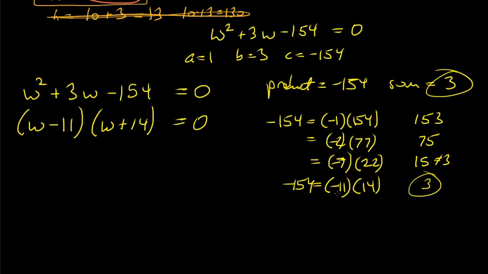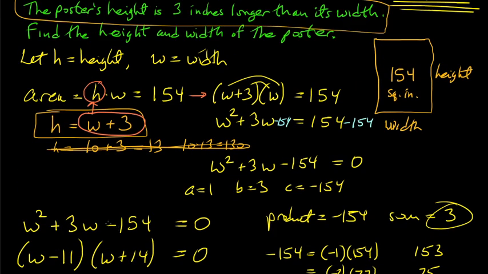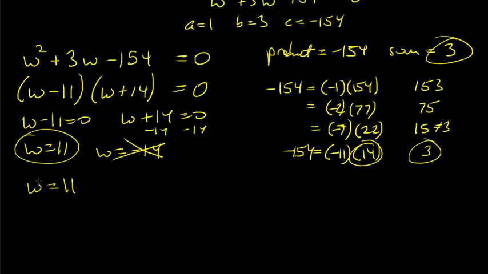So you have to be careful here. You might jump to conclusions by saying, oh, it's 14, because that's the positive number, and we're going to ignore the negative. But be careful because it's actually the opposite. When you set these equal to 0, you get positive 11, and, oops, I forgot to show this here, negative 14. And so we don't want the negative, we want the positive. So w is 11. 11 what? Inches. These are in inches here. 11 inches.